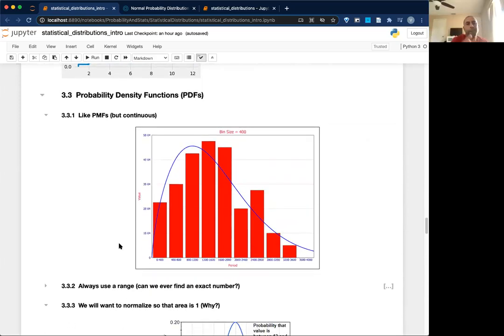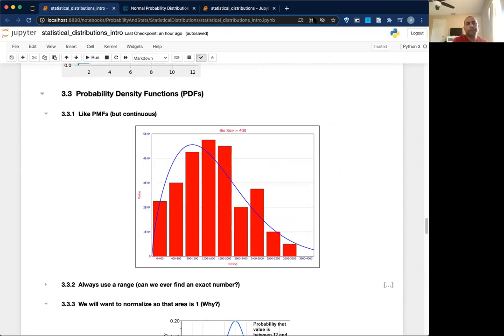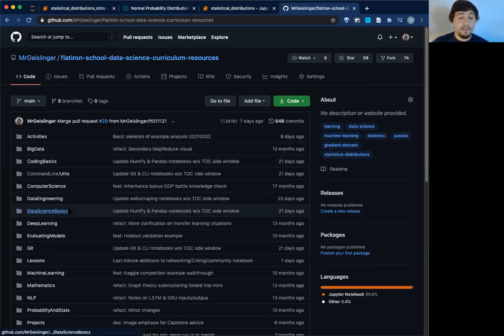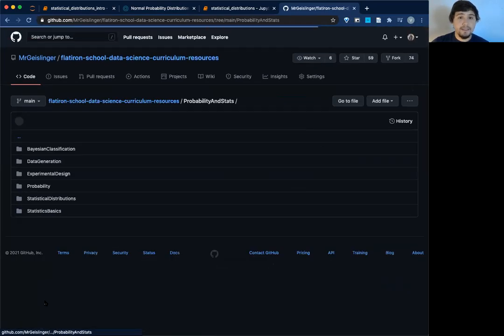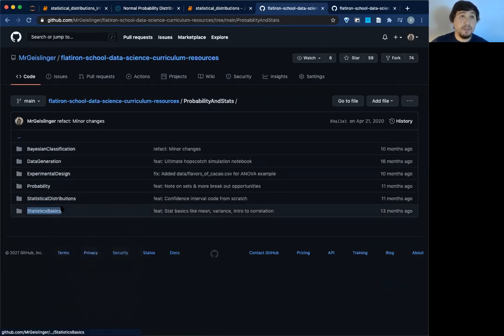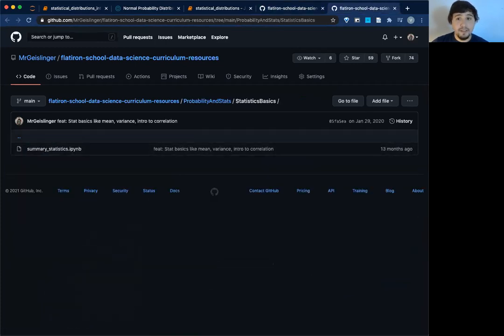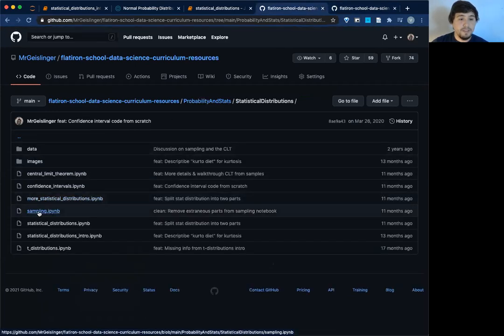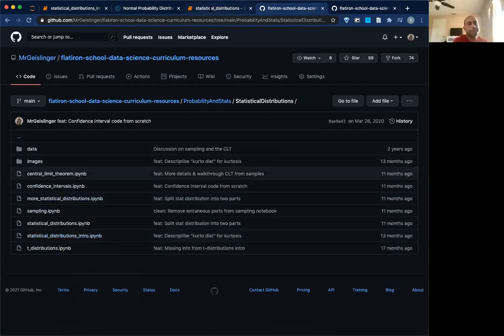Yeah, Victor, we can find this notebook in your repo. That's right. Most of the stuff we'll have for phase 2 should be in probability and stats. The first part that we did, statistical basics, is in here, like summary statistics. And then statistical distributions, you can see there's a whole bunch of stuff. We did this massive notebook, which is the statistical distributions intro. Okay, thank you.